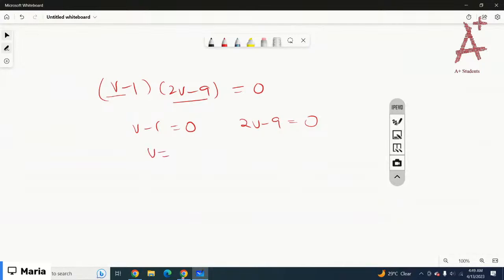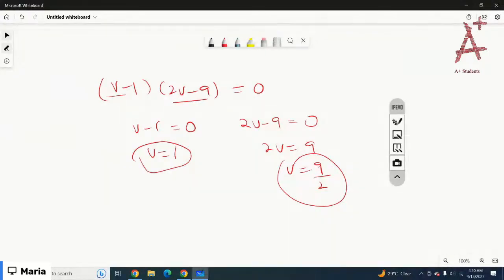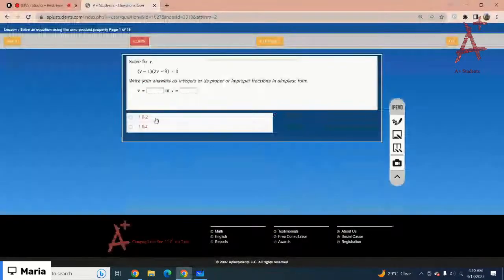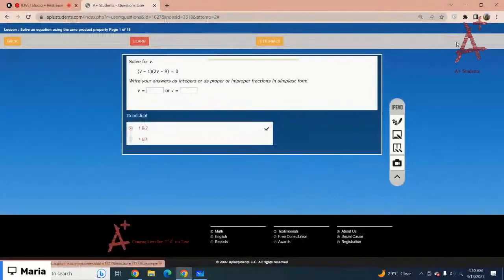So it would be v equals 1, and moving one to the other side, 2v equals 9 and v equals 9 over 2. So there are two values for v. It would be 1 and 9 over 2. So the correct option is v equals 1 and v equals 9 over 2. Option number 1 is the correct option. Got it?